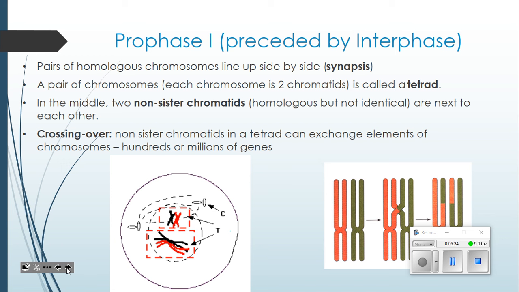Now, just to let you know where we are in a cell's life here, interphase would have happened right before this. And interphase would have looked the same as it did in a somatic cell cycle.